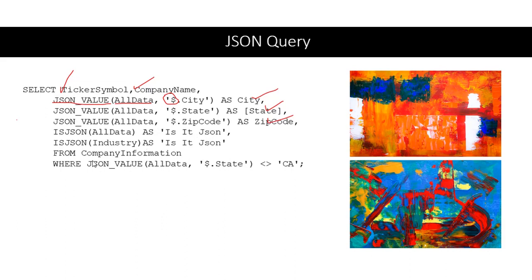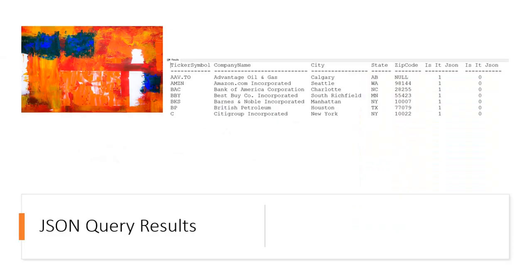Also, I have put a condition in the where clause that says if the JSON value in all data of state is not equal to California, so we're going to exclude California based companies. Here's the answer. You see ticker symbol, company name, city, state, zip, isItJSON, isItJSON. So the output all looks like relational columns, but we pulled some of our data from relational columns and other parts of the data we pulled from the JSON column.